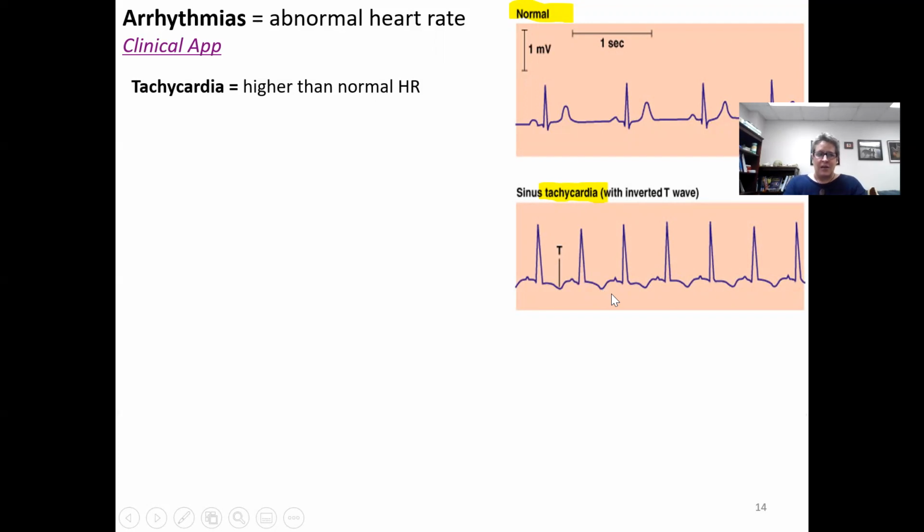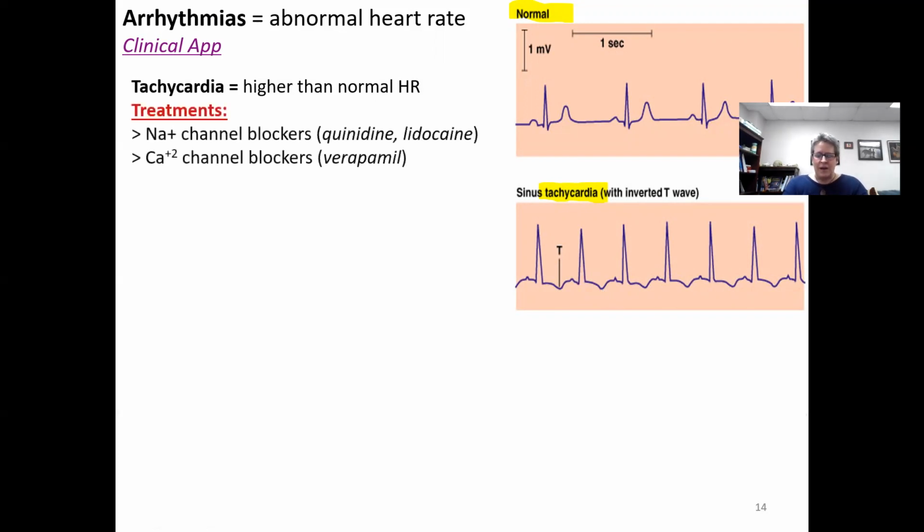Tachycardia can cause high blood pressure, or hypertension. So, some treatments for chronic hypertension or chronic tachycardia would be, well, if you need sodium and calcium ion channels opened up for an increase in heart rate, why don't you block those channels with sodium and calcium channel blockers? And that will decrease the heart rate, and that in turn decreases the blood pressure.